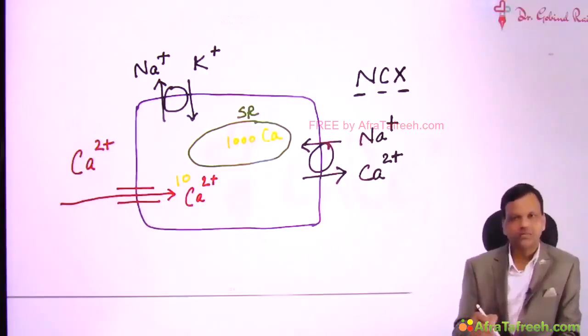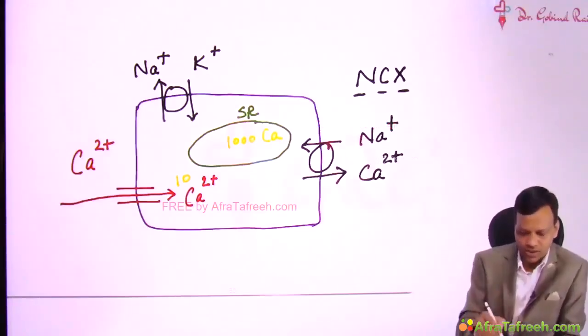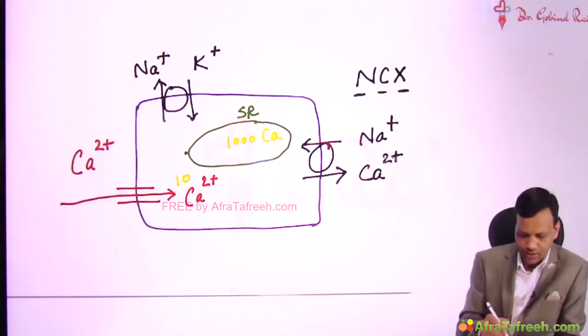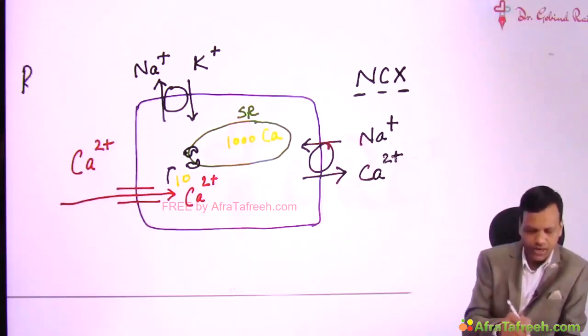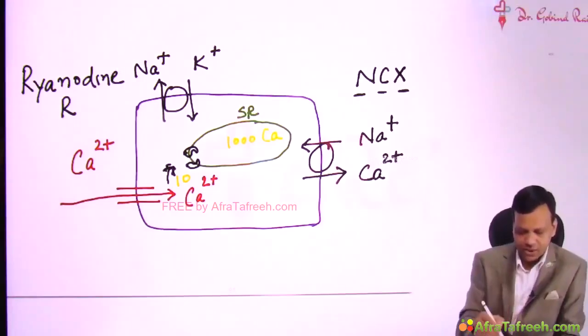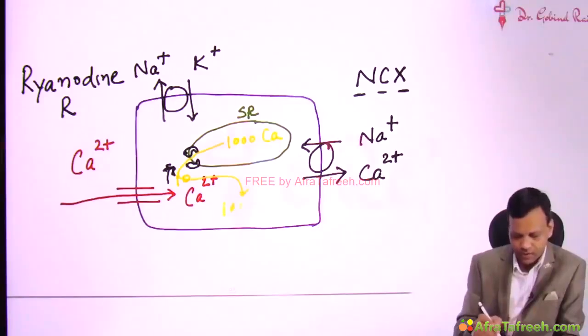But we want this calcium in the cytoplasm to cause muscle contraction. So these 10 molecules of calcium, what they will do is they will request the endoplasmic reticulum to release calcium. And how they request is they will stimulate a receptor present on the endoplasmic reticulum, and the name of this receptor is ryanodine receptor. When ryanodine receptor is stimulated, the calcium which is stored in the endoplasmic reticulum will be liberated out. So 1000 molecules of calcium come outside.